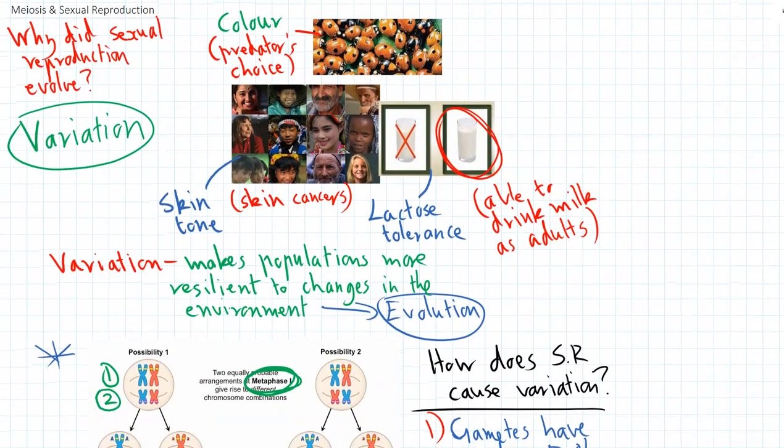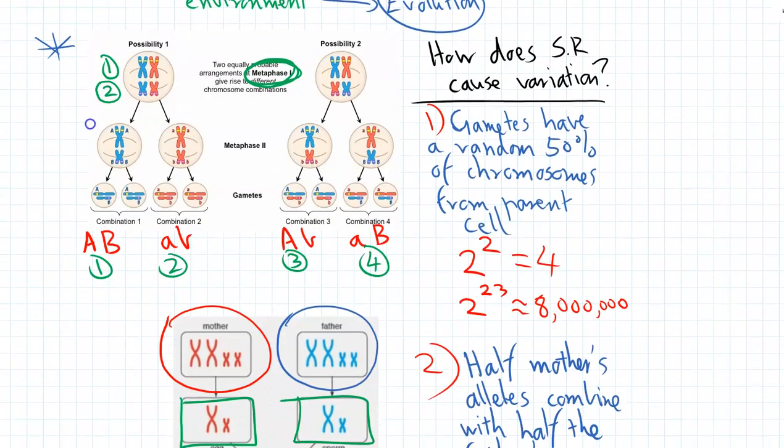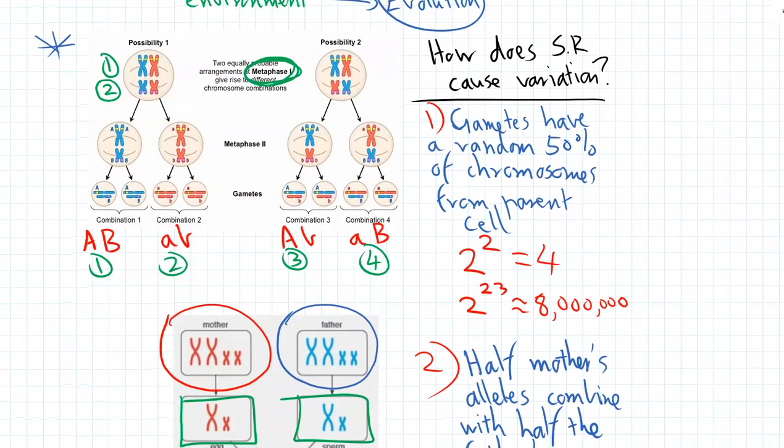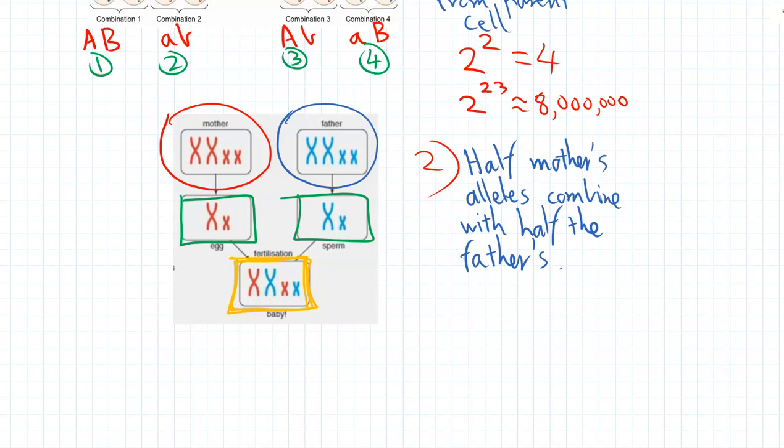So sexual reproduction is important because it causes variation, and variation occurs because gametes have a random 50% of chromosomes, and then they combine with another gamete to make a random combination again.